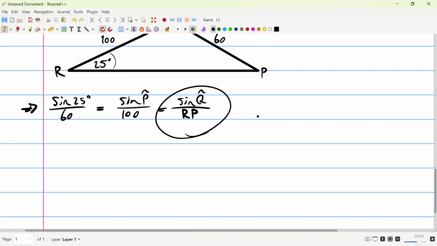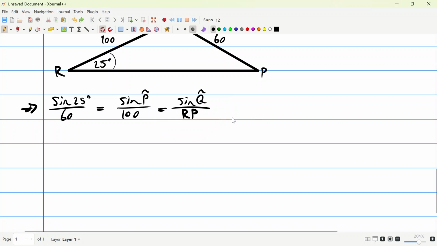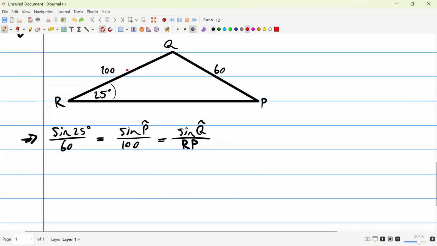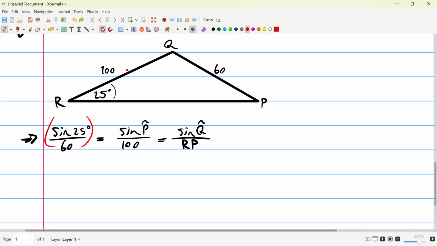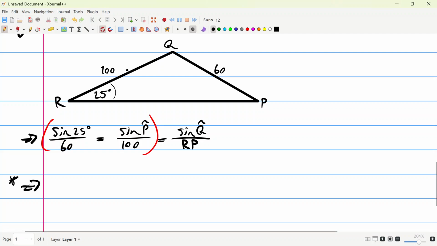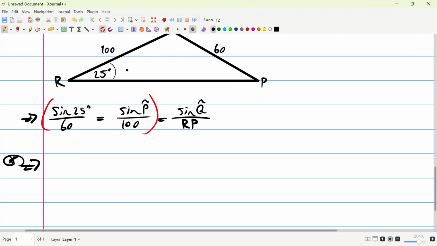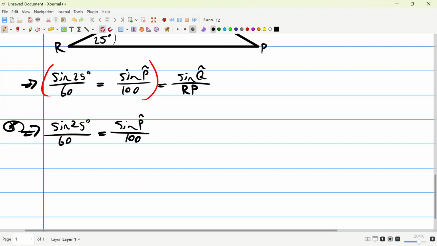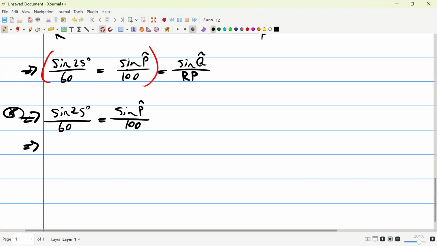Now, this one is totally useless because what are we going to do there? But the whole question asks to solve for P, meaning we know that this whole thing is just one value, right? If you plug it into the calculator. But you can solve for P by equating these two together, okay? So therefore, you can say sine of 25 degrees over 60 is equal to sine of p over 100. And then from there, we can just solve for p.